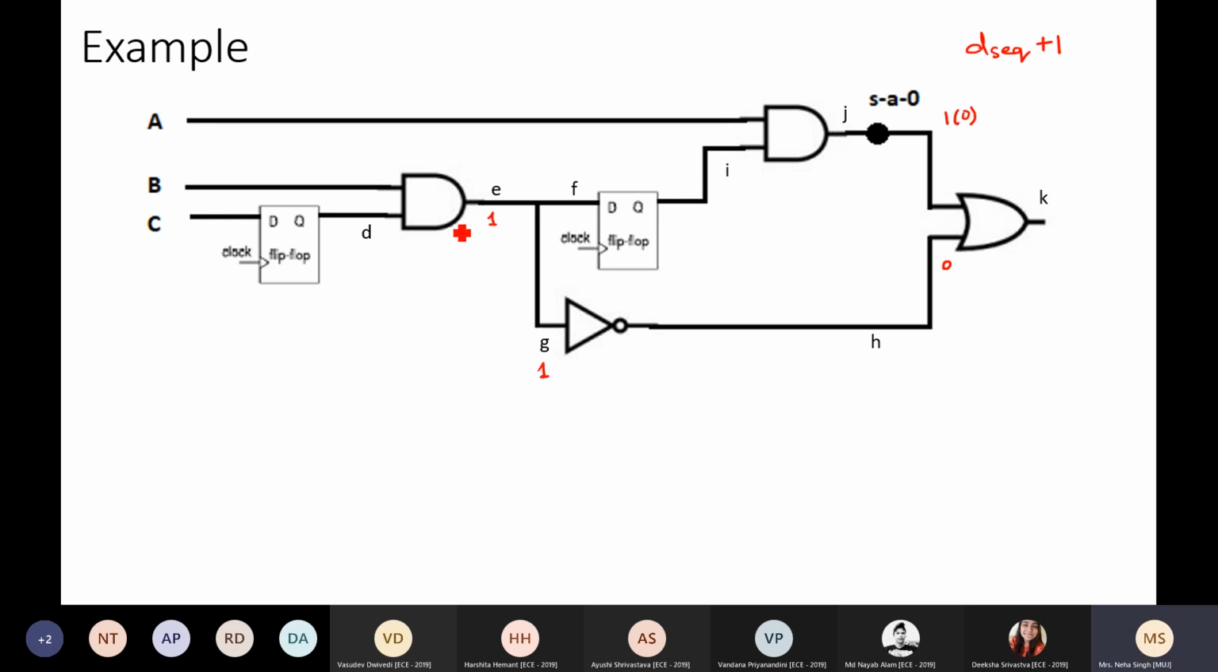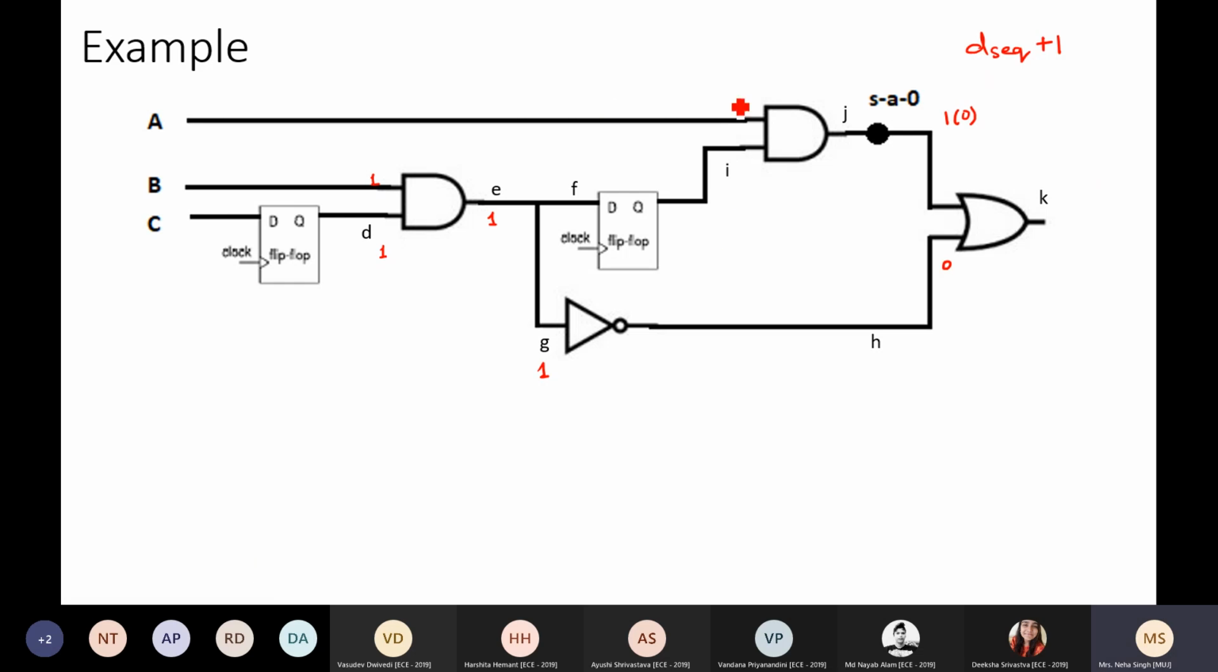When will E be 1? B and D both should be 1. So this should be 1, this should be 1, but D is the output of a flip-flop. This means that in the previous time frame, C should be equal to 1. So the work was not completed in one time frame; we had to go to the previous time frame.